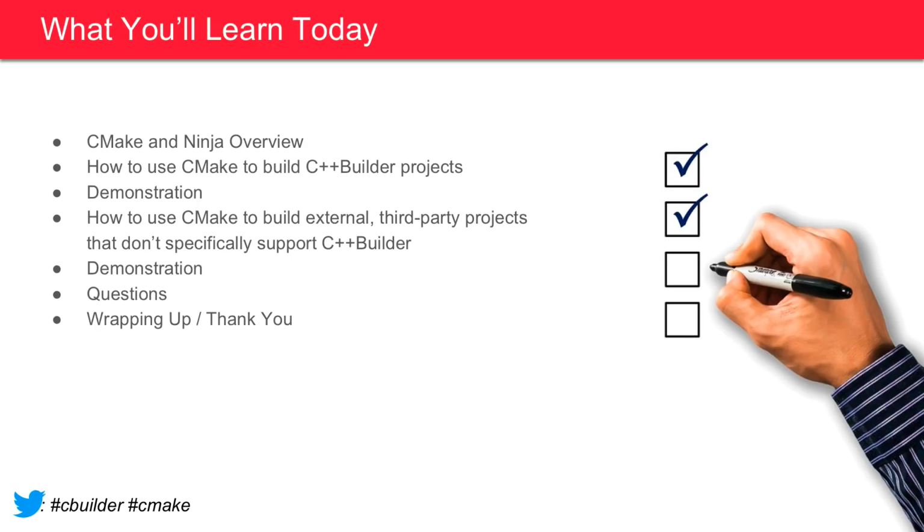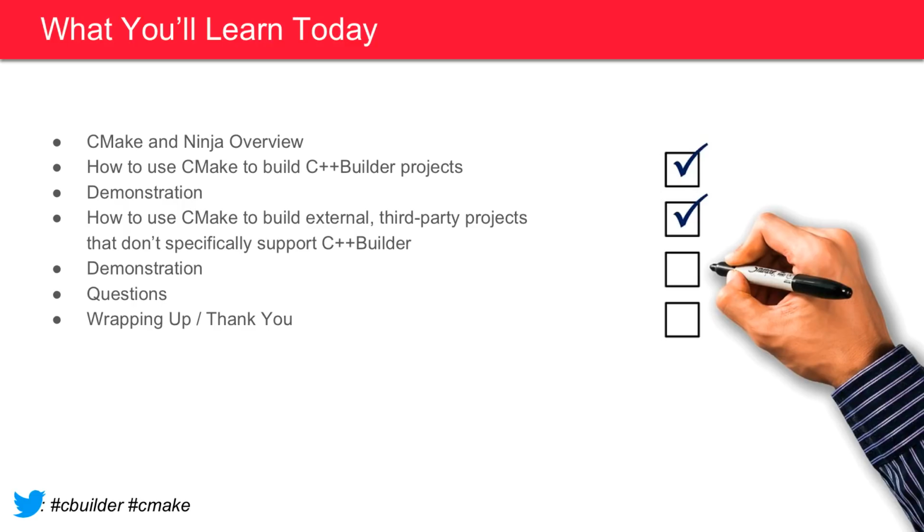Now we're going to look at a few things today. We're going to have an overview of CMake and Ninja, what they are, why they're important, why you should use them, how they work, that kind of thing. Then we're going to see how to use CMake to build an existing C++ Builder project. So if you're a C++ Builder user and you have a C++ Builder project and you want to use CMake with it, how do you do that? And we'll discuss that and also have a live demo with an existing application.